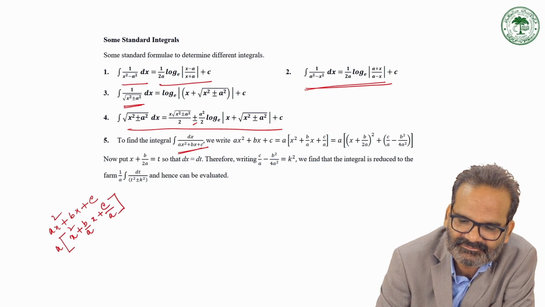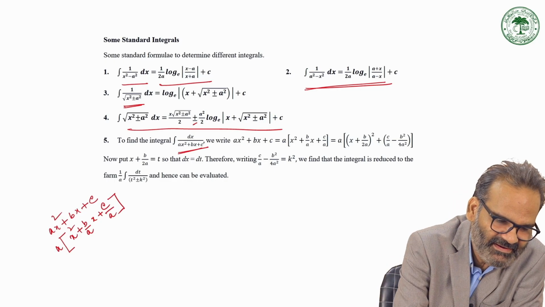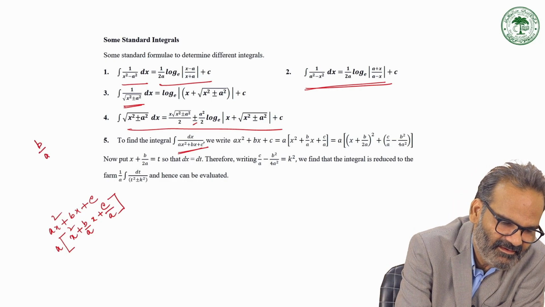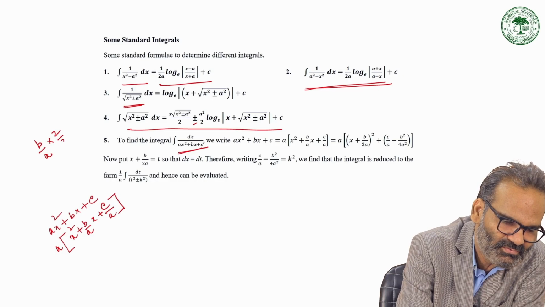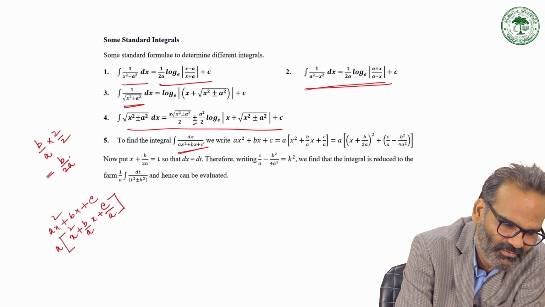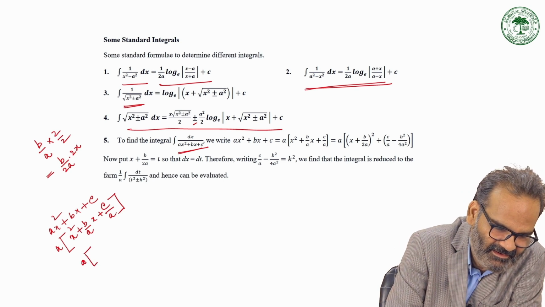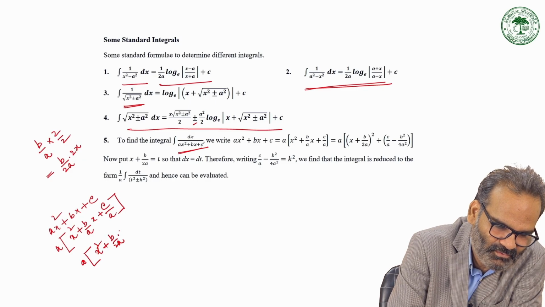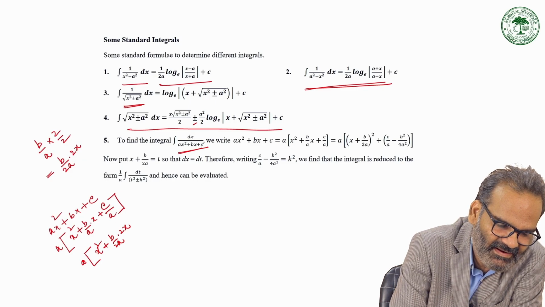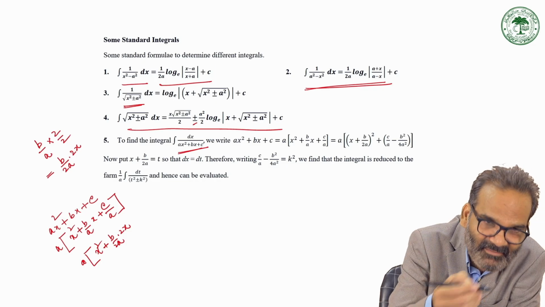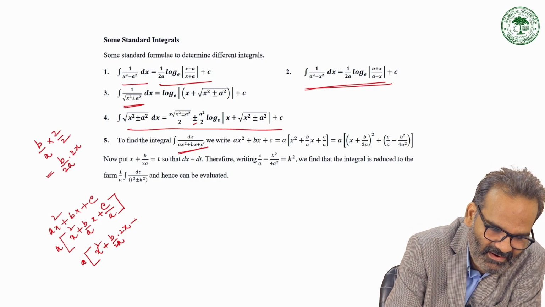No problem. Now this b/a should be multiplied by 2 and divided by 2. So what will you get here? It will become (b/2a) into 2x, right? See, a times x² + (b/2a) into 2x. What we did was multiply and divide the middle term by 2, plus c/a, right?